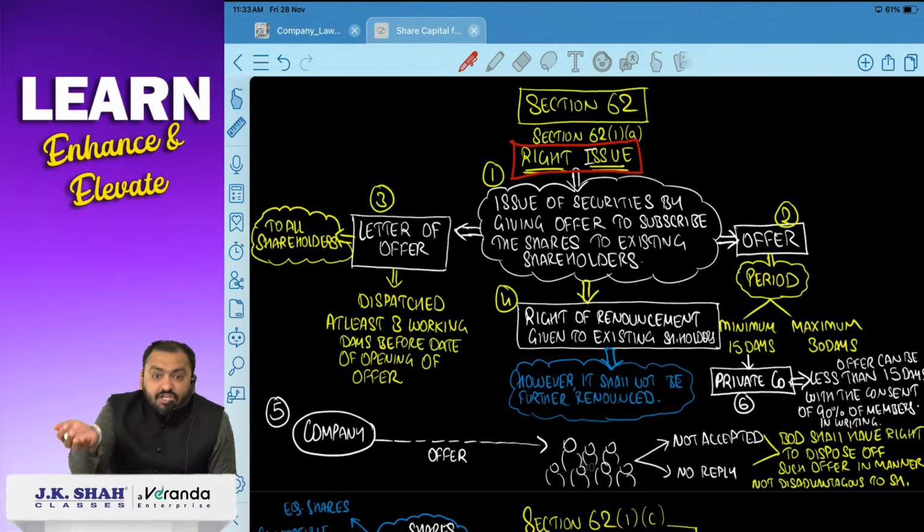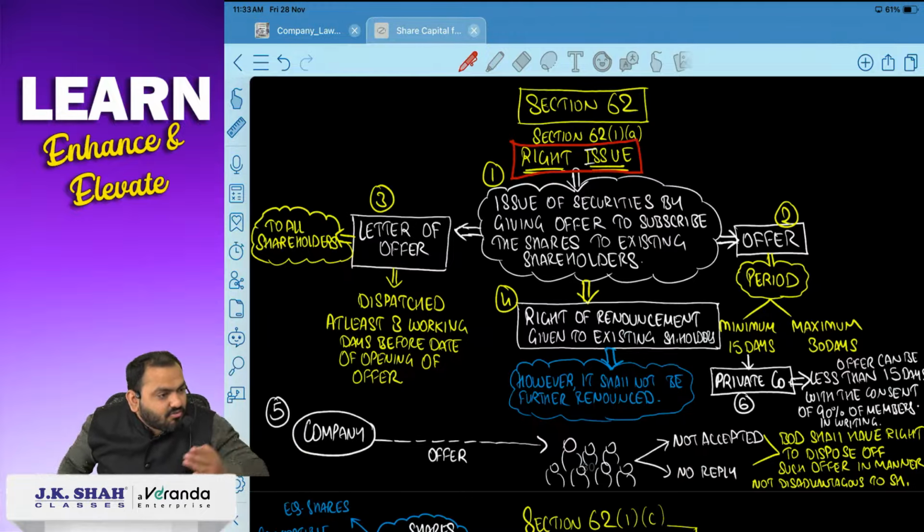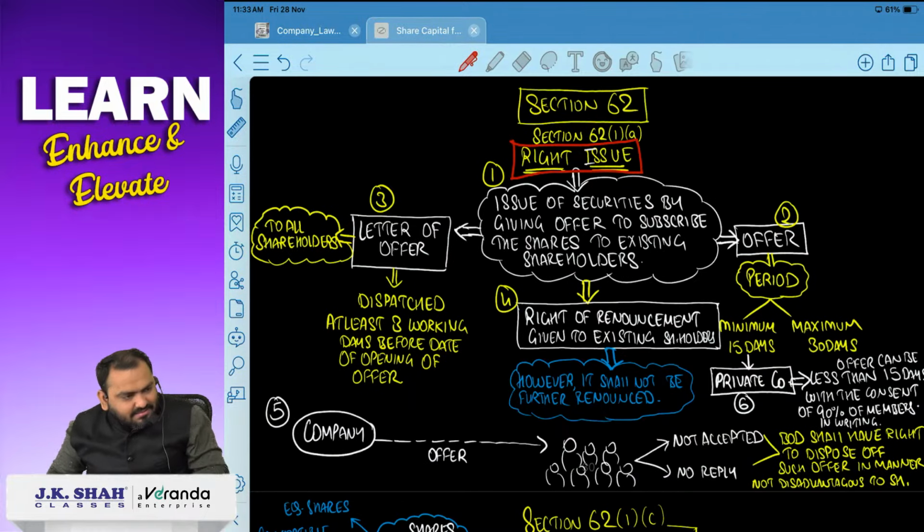So is this right issue the shares given free of cost? No, it is not free of cost. This is an offer made to the existing shareholders. That's it. Issue of shares at discount is not allowed. We did that already. That is given in sweat equity. Exception was sweat equity for issue of shares at discount. This is an offer given to the existing members of the company.